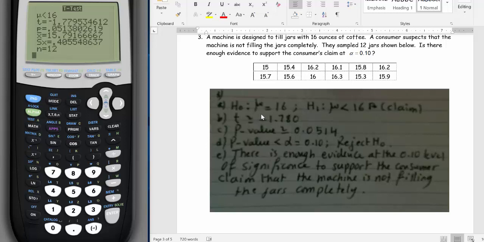If you reject H0 and your claim is in H1, you support the claim. So you say there is enough evidence at the 0.10 level of significance to support the consumer claim that the machine is not filling the jars completely. What does that mean for people or company who owns the machine? They have to go and fix it because there are issues with the machine. So that's number 3. I'm going to take you to number 4 now.